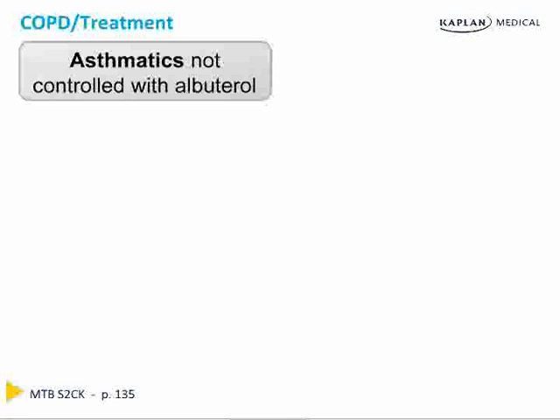In order to better understand obstructive lung diseases, it's often very helpful to compare asthma with COPD. And the treatment in these 2 diseases, while quite similar, is actually different in the initial steps. In an asthmatic whose disease is not well controlled with albuterol alone, as we already discussed, the first step is going to be to add an inhaled steroid.